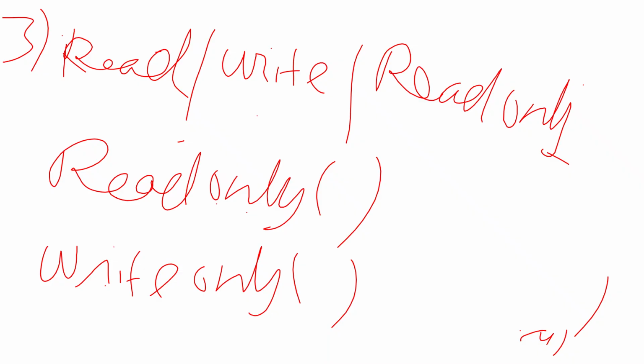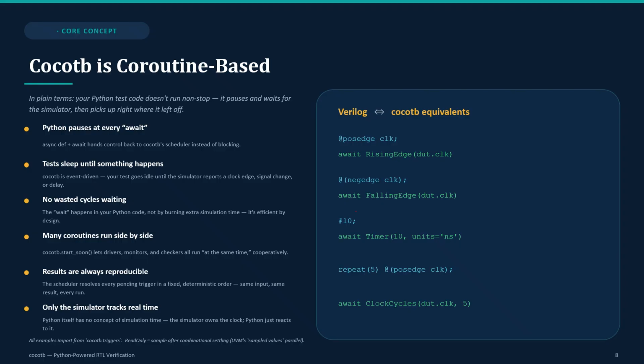Now move on to the next slide. As we know, Cocotb is coroutine based. It means Python does not run continuously. It just pauses and resumes from where it left off. When an await keyword is triggered, control goes back to the simulator, and once the event has occurred, control goes back to Python and resumes from where it left off. Now we see a Verilog construct and its equivalent in Cocotb.